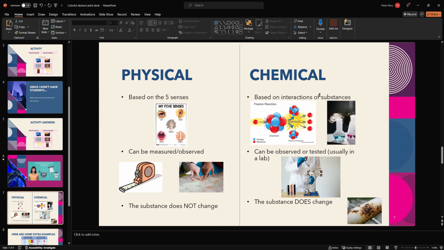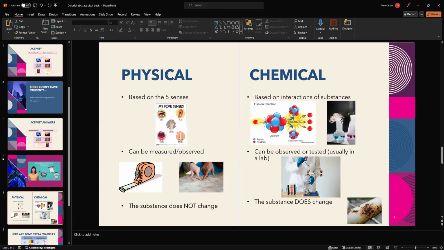Chemical properties, though, these are based on the interactions of substances, okay? How they interact with the environment, how they interact with other chemicals, other substances. We don't need to know anything about this reaction, but what we can see is this little thing is hitting this atom, okay? What it causes it to do is break into different things and then break into even smaller things. The ability to do that, atoms don't usually do that. Some do, and they will release radiation, and that's a chemical property. Not all atoms do that, okay?